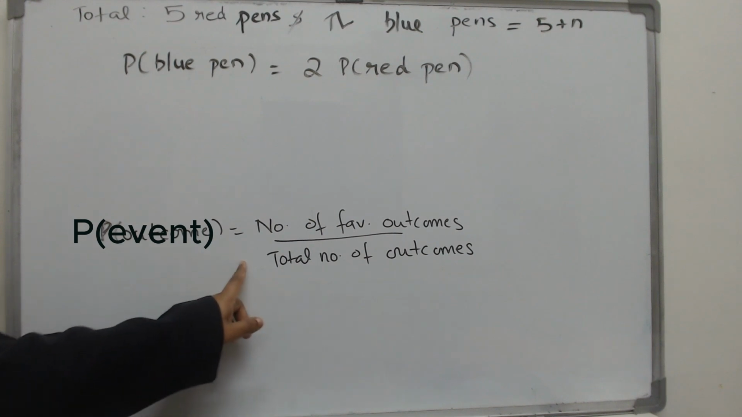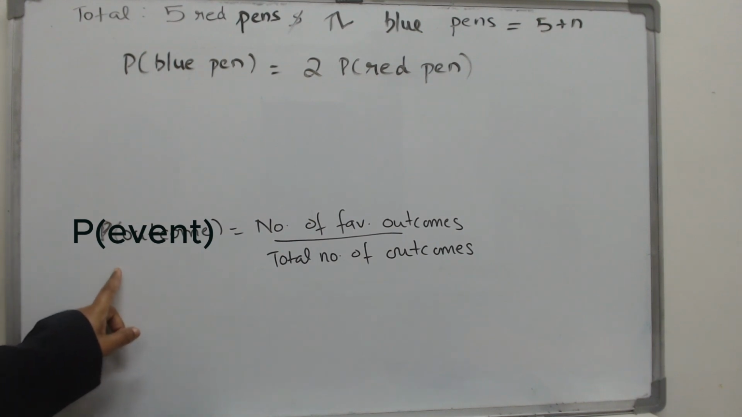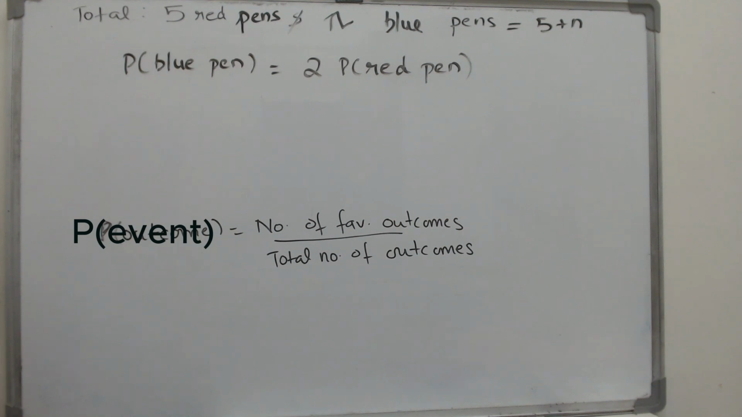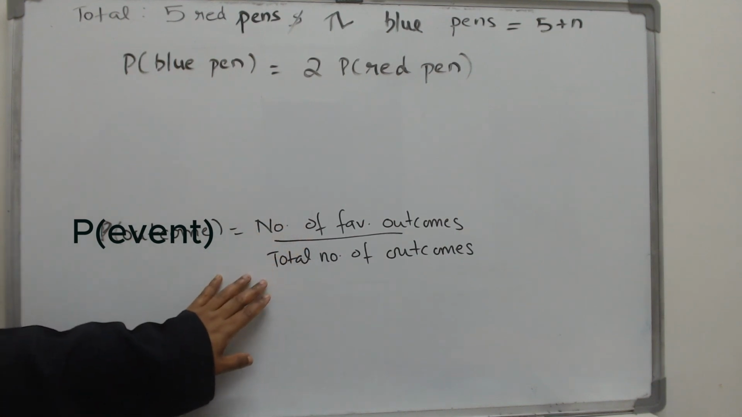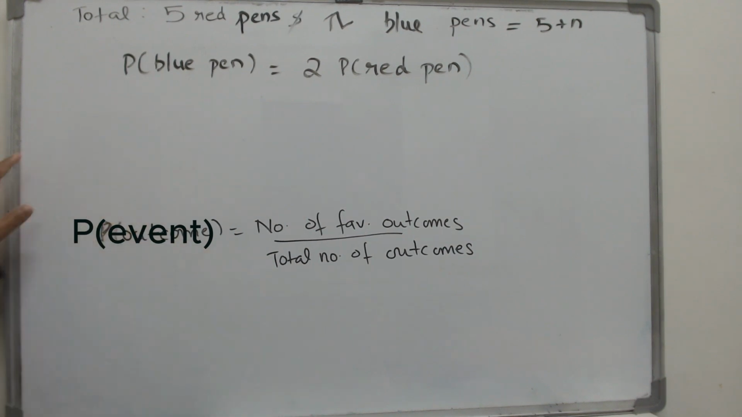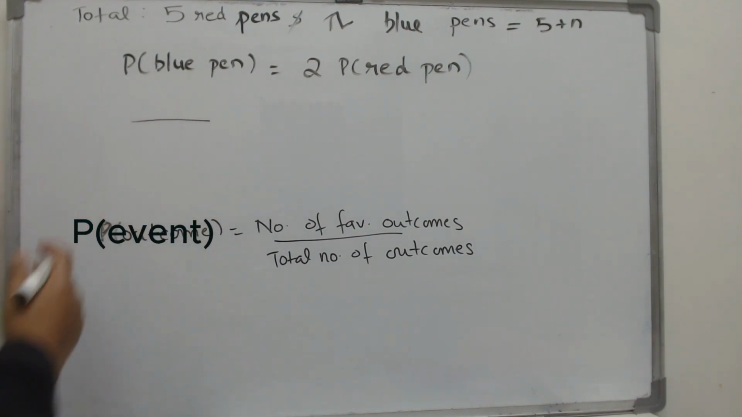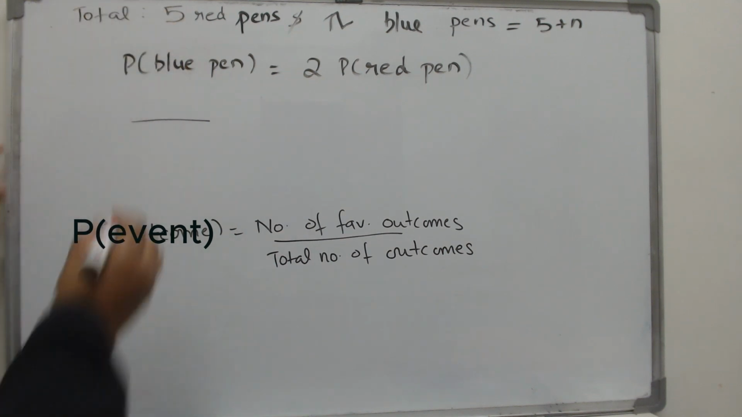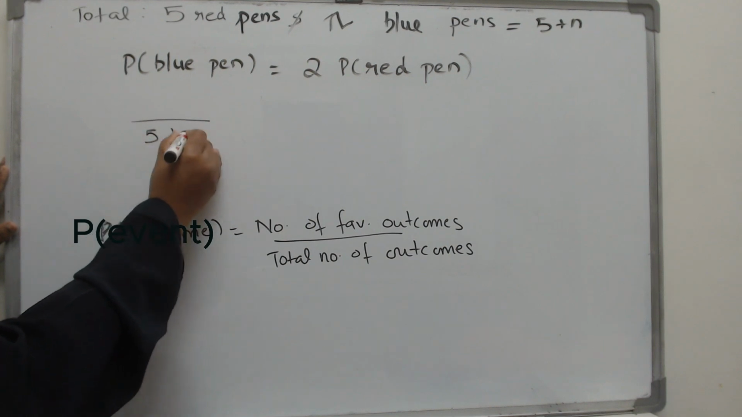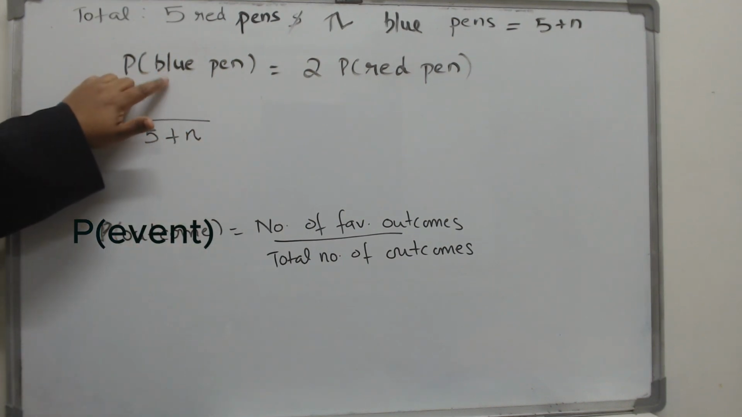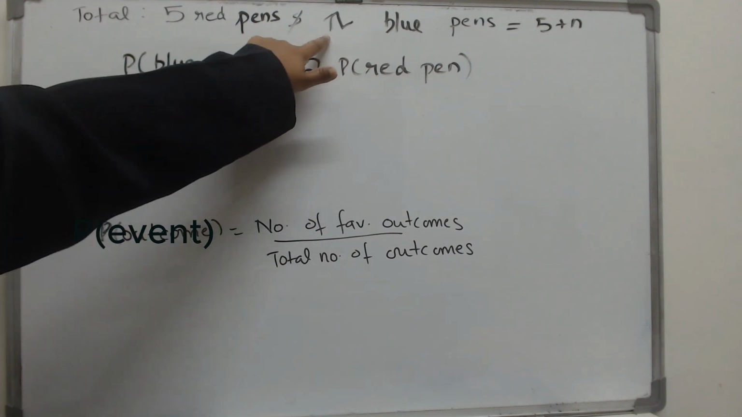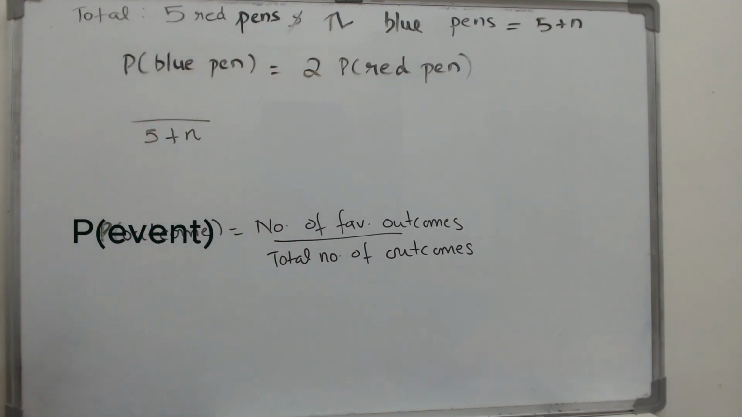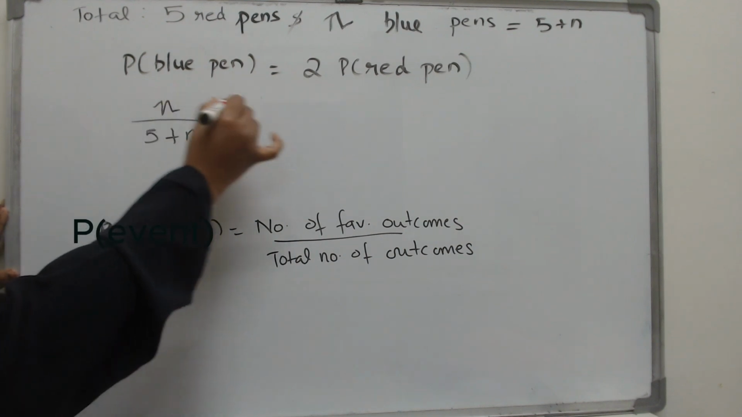Now this is the result that is going to help us. The probability of any event is the number of favorable outcomes by the total number of outcomes. Now what is the total number of outcomes? What is the total ways that this can happen? It can happen in 5 plus n ways. But then picking up a blue pen, what is the favorable case? There are n blue pens. So there are only n ways that it can happen.